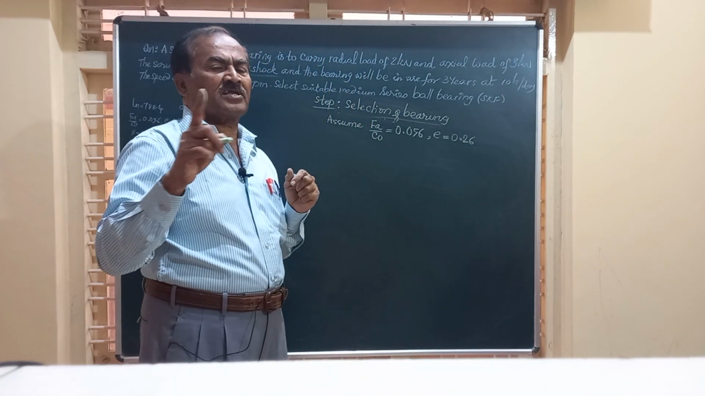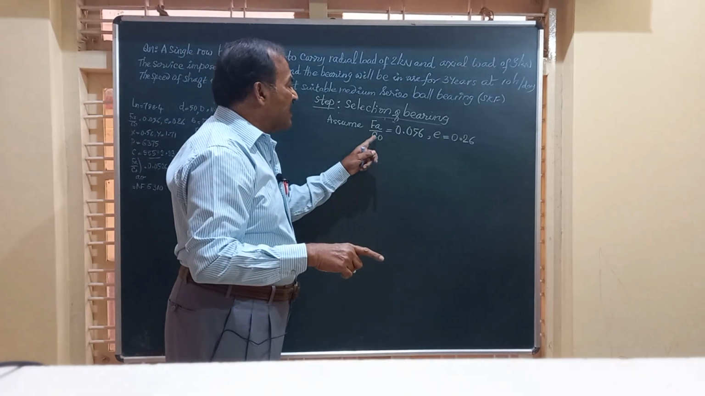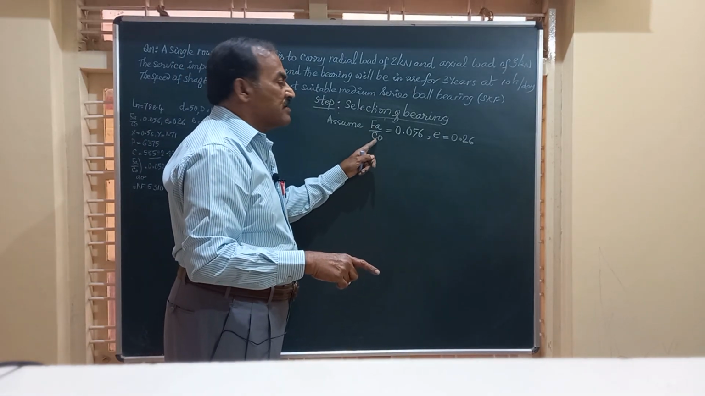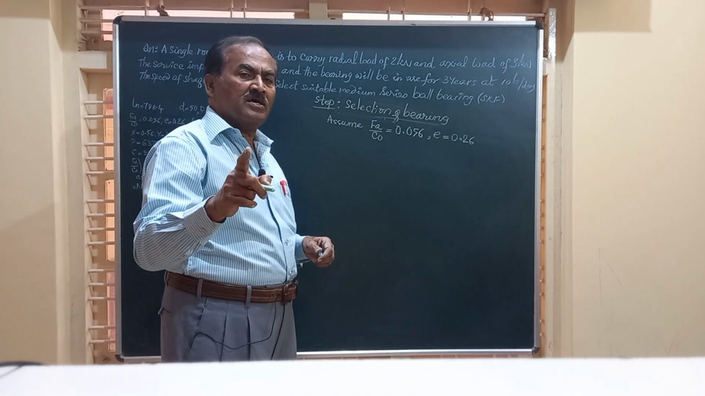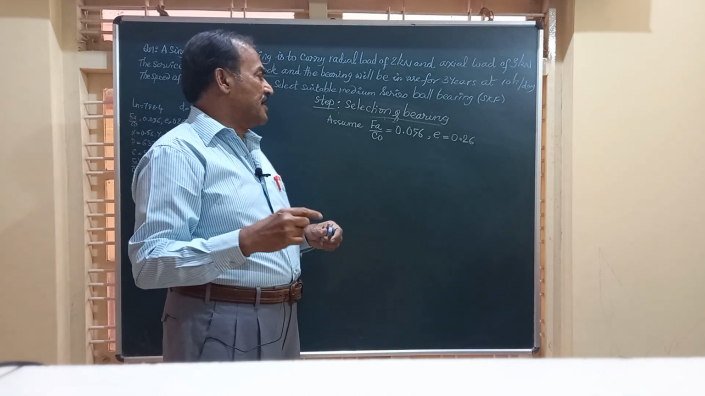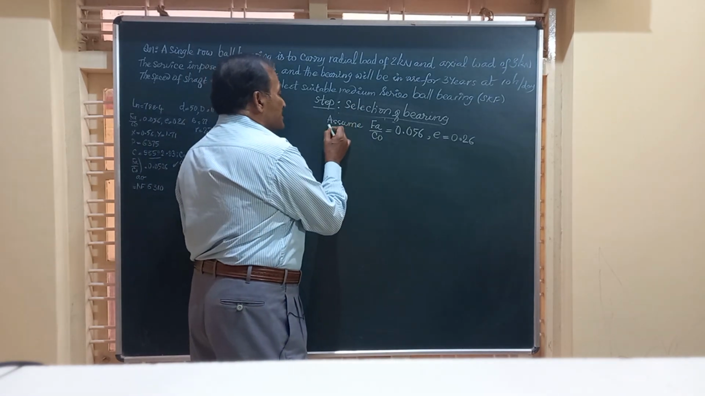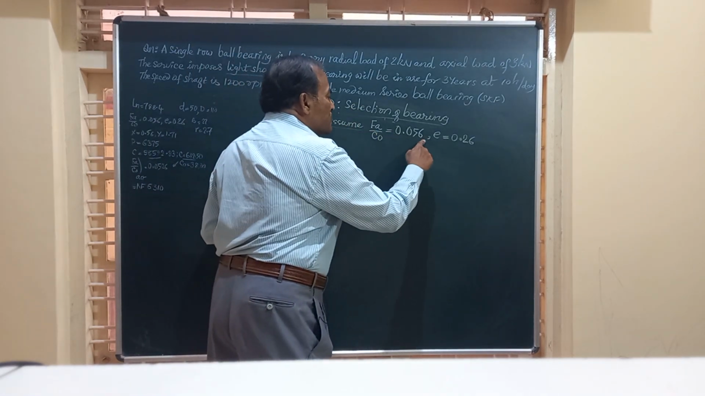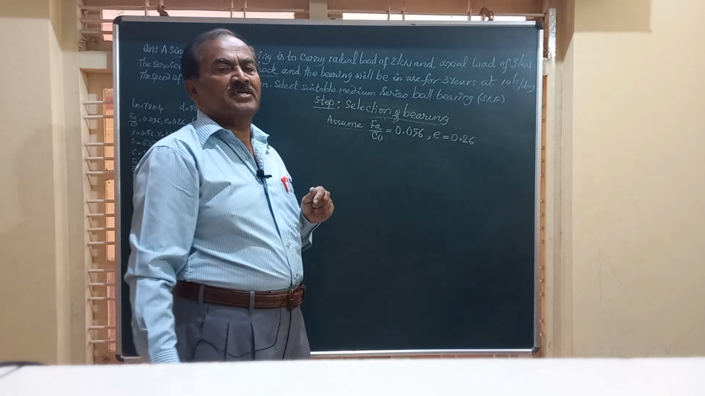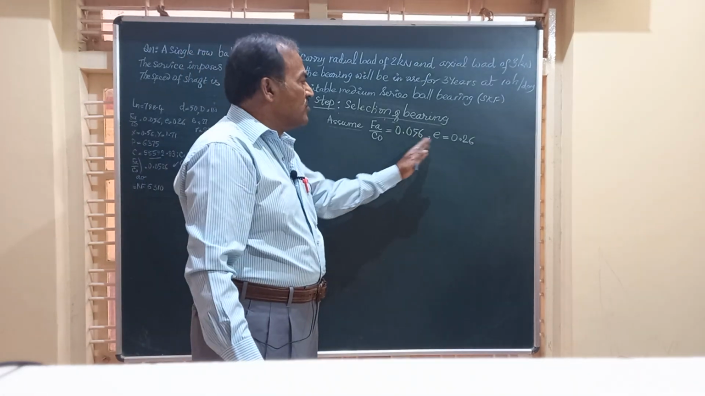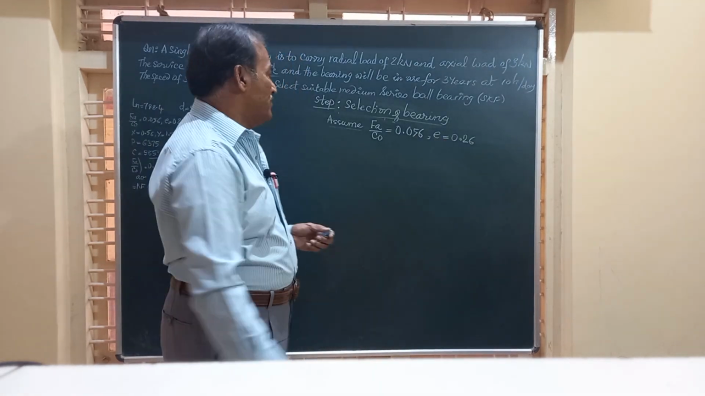In the previous type of problem, we used to calculate FA over C naught based on C naught available. That was based on the shaft dia. Now, since diameter is not known, we are going to make an assumption and take some suitable value from the machine design data handbook and note down the value of E also.